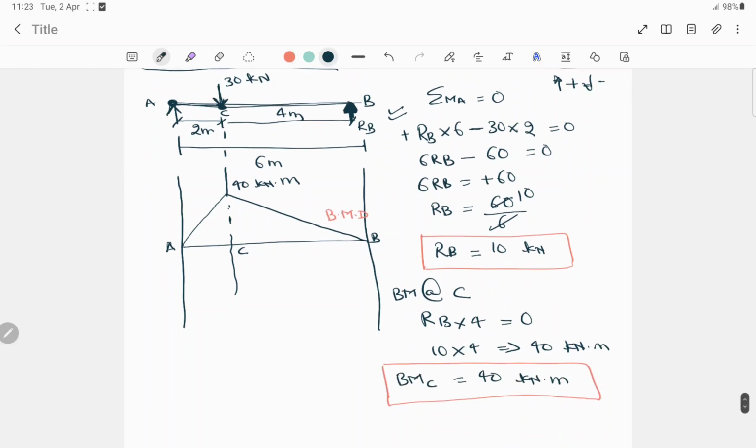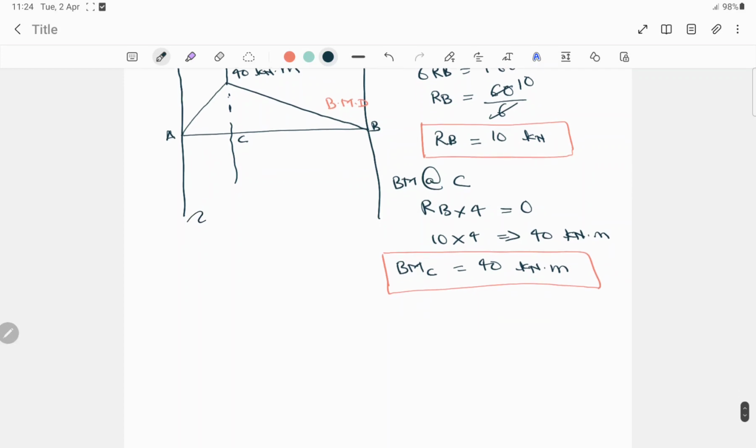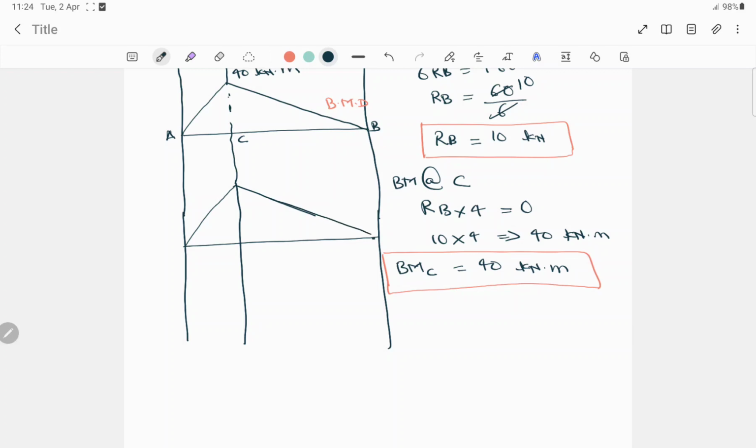Now we have to draw the M by EI diagram. So the next step is to draw the M by EI diagram. The M by EI diagram will be the same as the bending moment diagram, we just have to divide it by EI. EI is nothing but a constant value. So it will be the same A, B and C, and here 40 divided by EI. So this is the M by EI diagram.